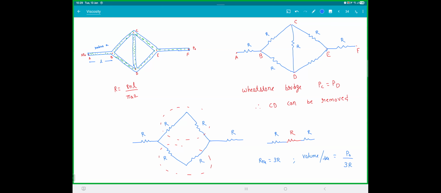The question isn't finished yet. We found this thing. We need to find the pressure at B, C, D, E. Let's get that. How do you find the pressure at B, C, D, and E?